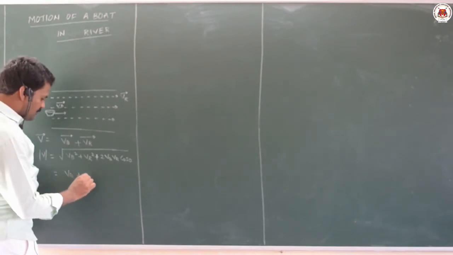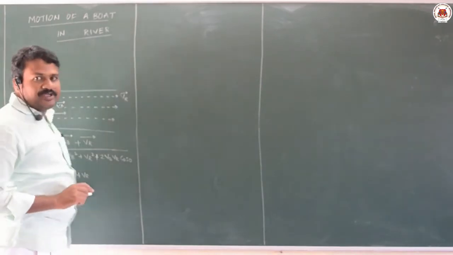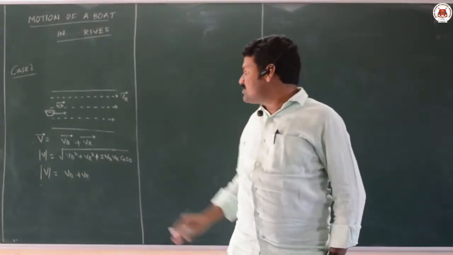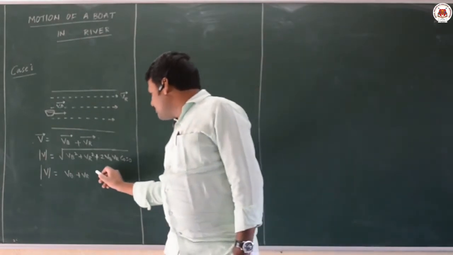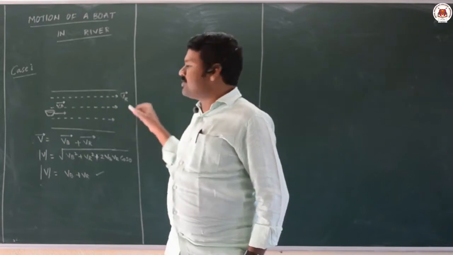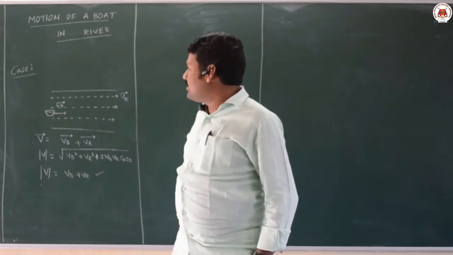Therefore, when you are going in the direction of water velocity, your velocity will become more. Boat velocity, the boat will go very fast. Velocity of river is added to you.